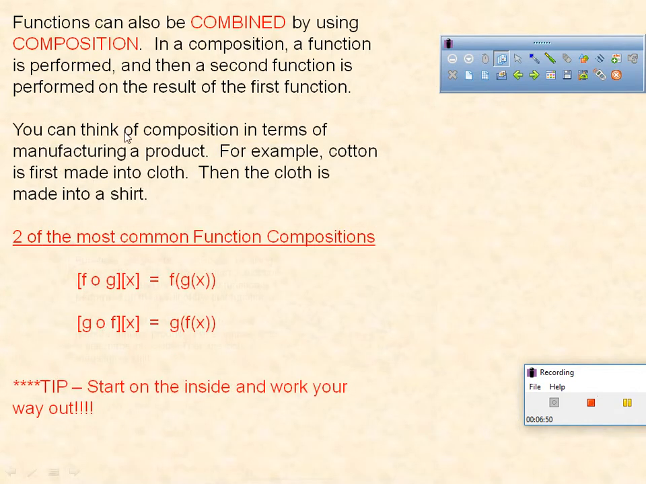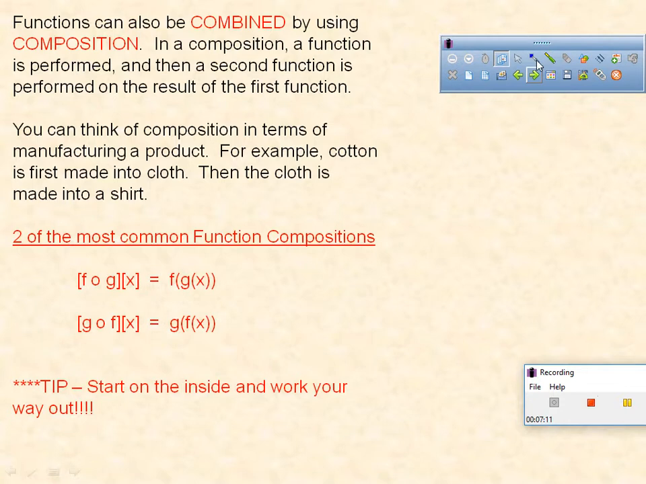Think of it like this. You can think of composition in terms of manufacturing a product. For example, the first thing you do is you have cotton, and it's made into cloth. But then you take that cloth and you make it into a shirt. So in other words, the cotton is composed into cloth, and then the cloth is composed into shirt. But it's a two-way operation. So that's the same thing that we're going to do with math.